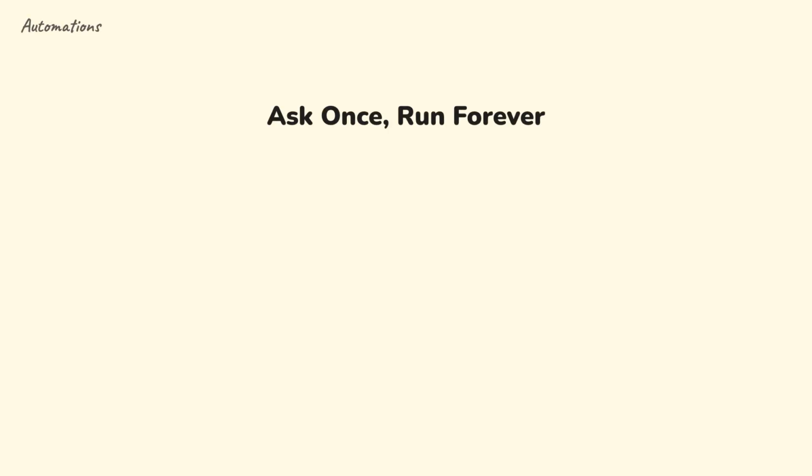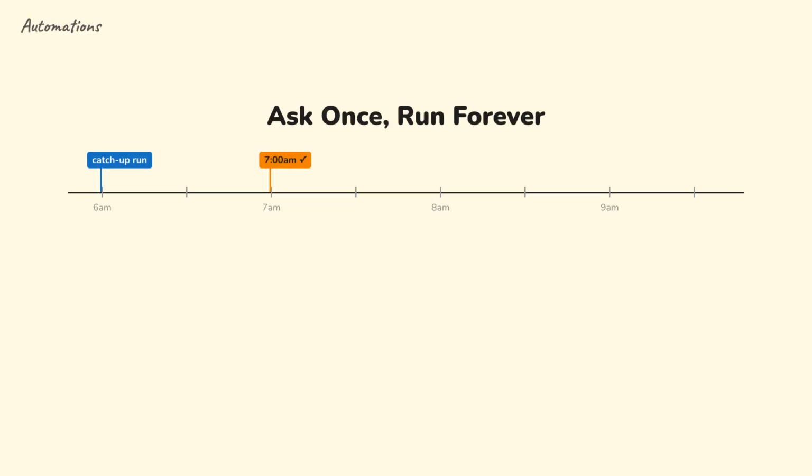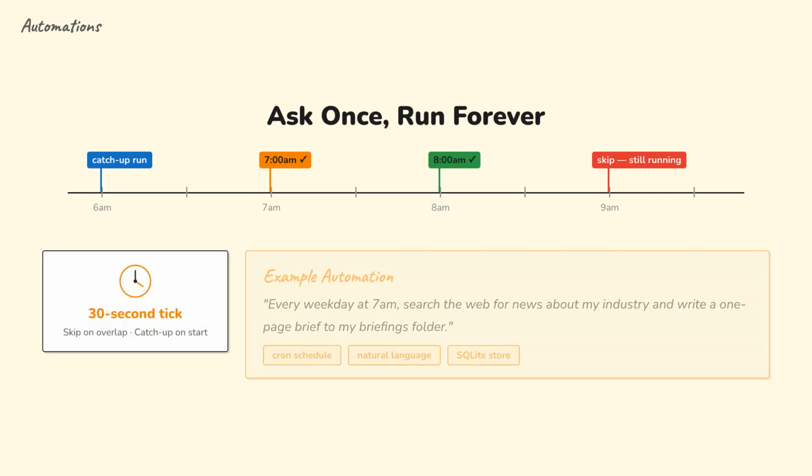Ask OpenCoworker to repeat a task, and it schedules it. The scheduler runs a 30-second tick loop, checks for due tasks, and fires them, but only if the previous run has finished, preventing overlap. On server startup, missed runs catch up once, then resume on schedule. You can ask in plain English: every weekday at 7 a.m., search for news and write a brief to my briefings folder.